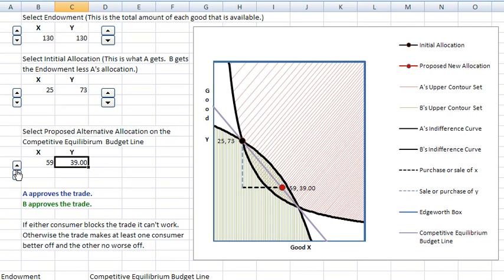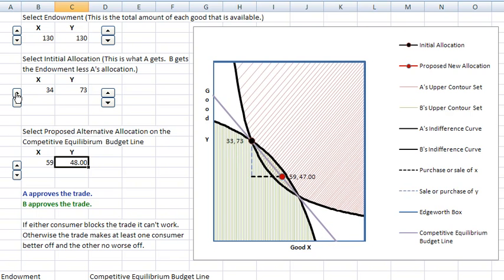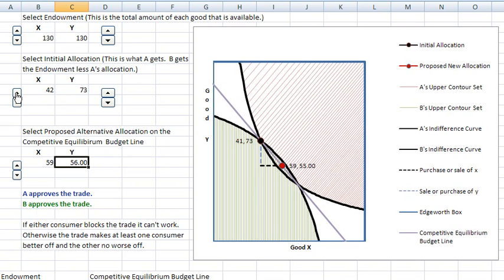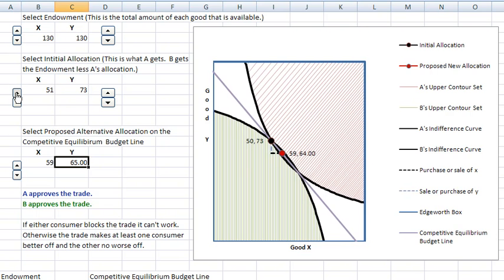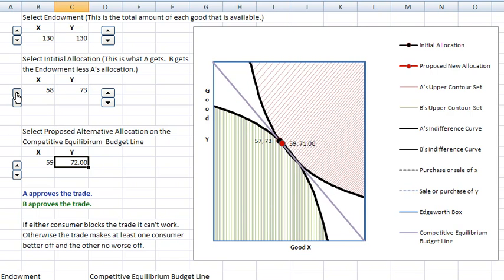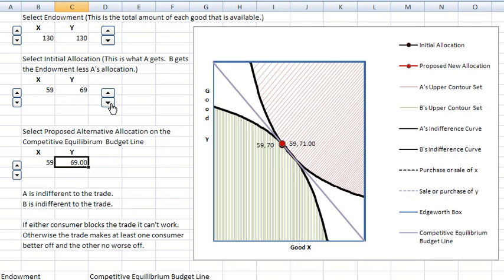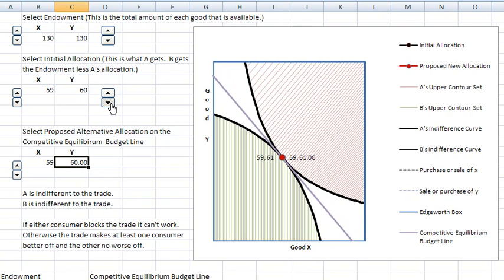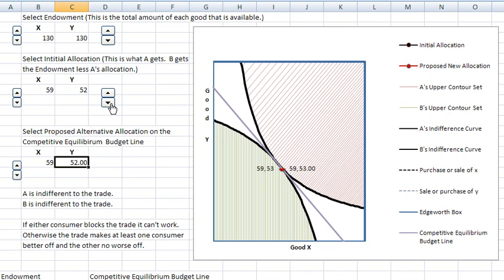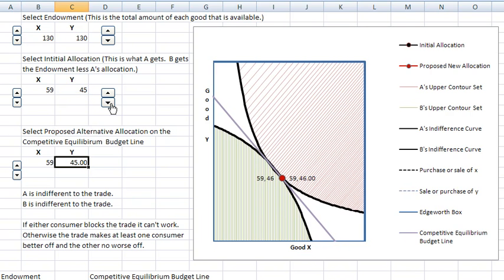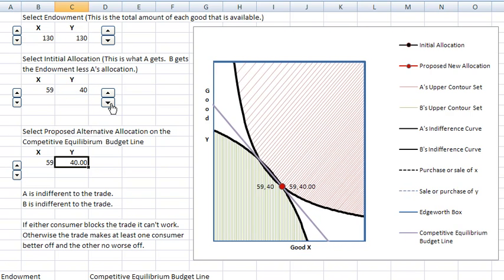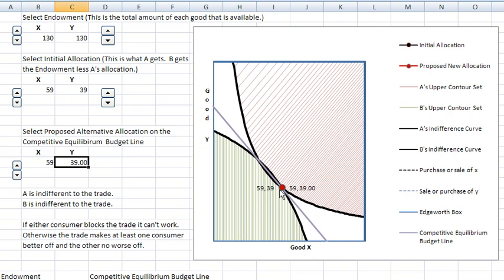So here's a proposed trade to 59, 39. Let's in fact do what we did in the previous diagram. Let's move the initial allocation out of this proposed trade, 59, 39. So we're moving x to 59, and then we're going to move y to 39. And it may not be obvious until we're done here, but this is back on the original budget line.